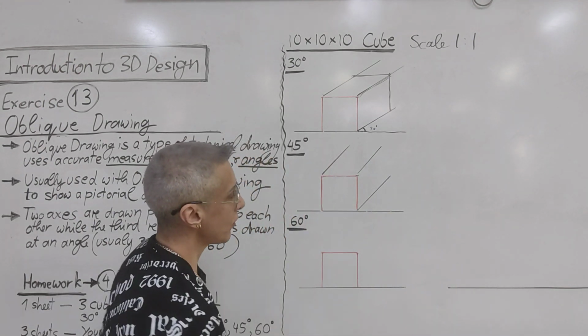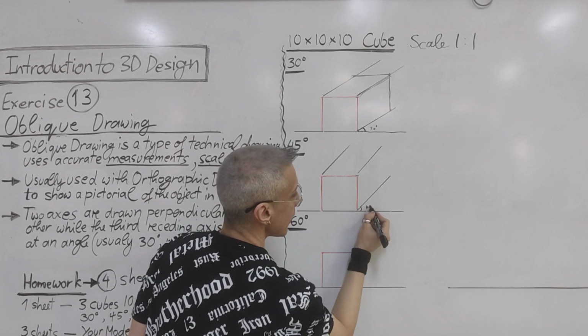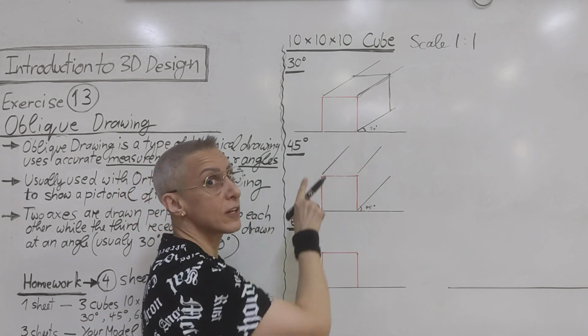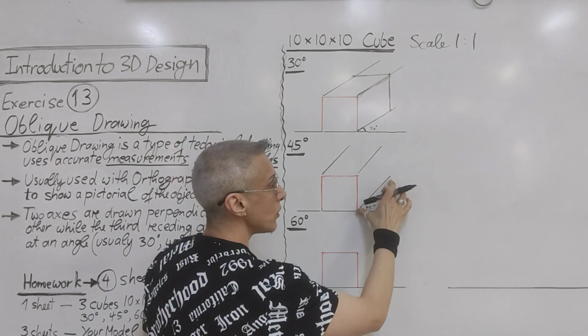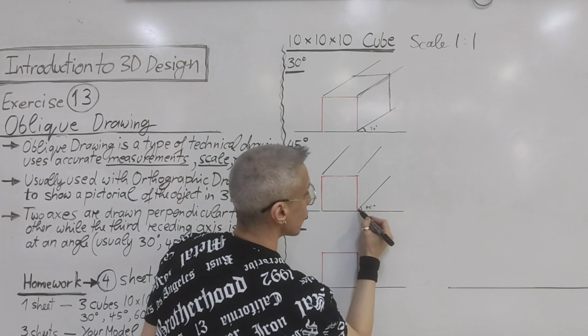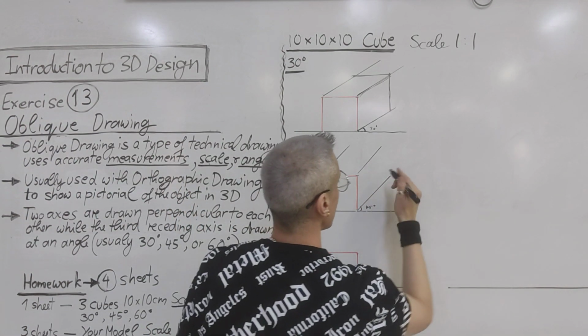So, this is the 45-degree oblique drawing. Again, all the receding lines are parallel to each other, and we need to put them 10 centimeter because it's a 10 by 10 by 10 cube. So you measure 10, 10 here.